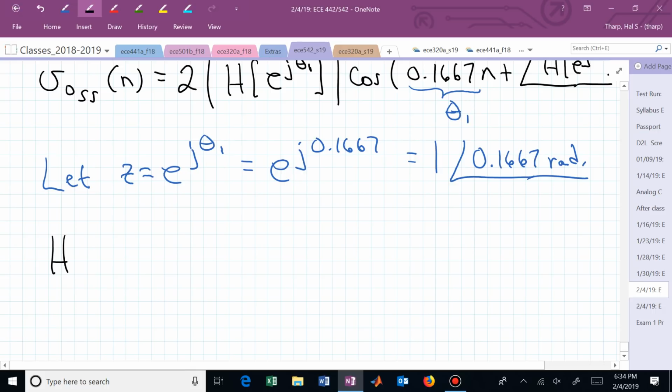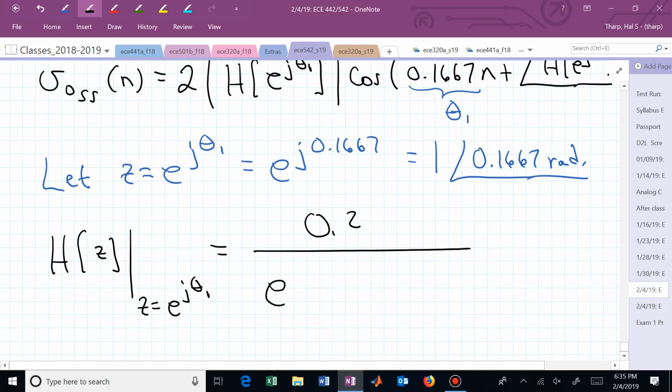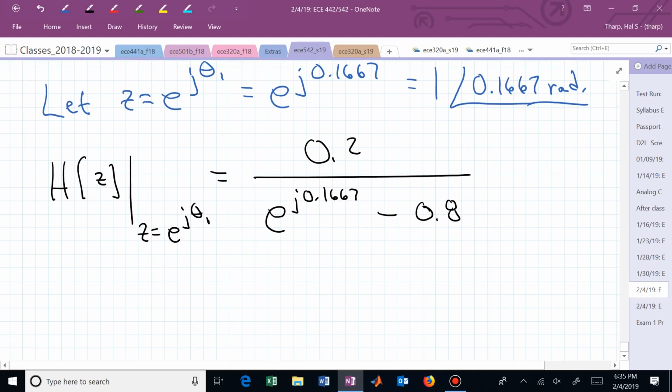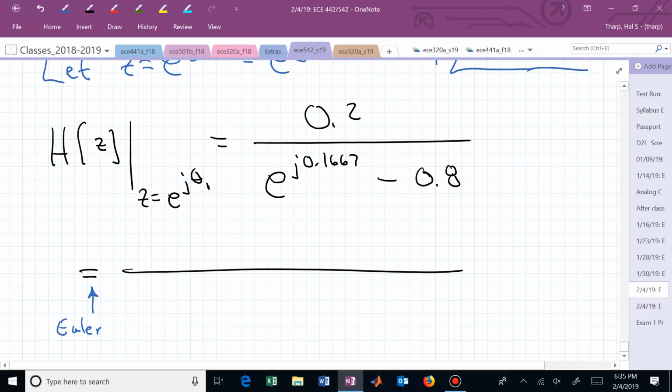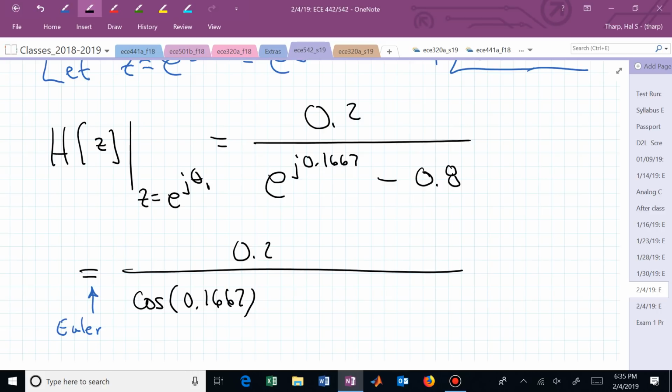We can use that now to compute or find the complex number H of z when z is equal to e to the j theta 1. That's now 0.2 over e to the j 0.1667, there's z, minus 0.8. Now we can use Euler to rewrite that complex exponential, and now we have 0.2 over cosine of 0.1667. And remember, if you're doing this on your calculator, you need to be sure that your argument is being treated as a radian measure. If it's in degrees, it needed to be 9.55, plus j sine of that same angle, minus 0.8.